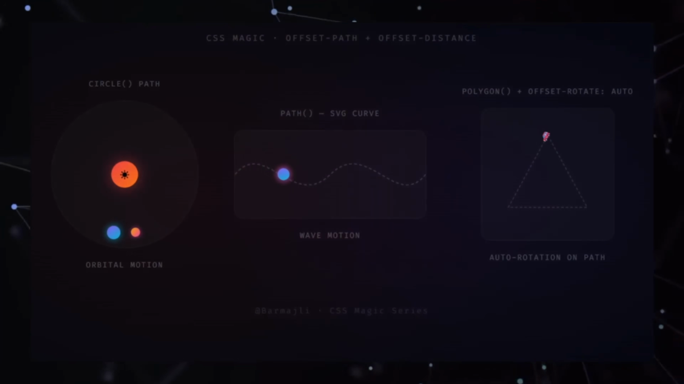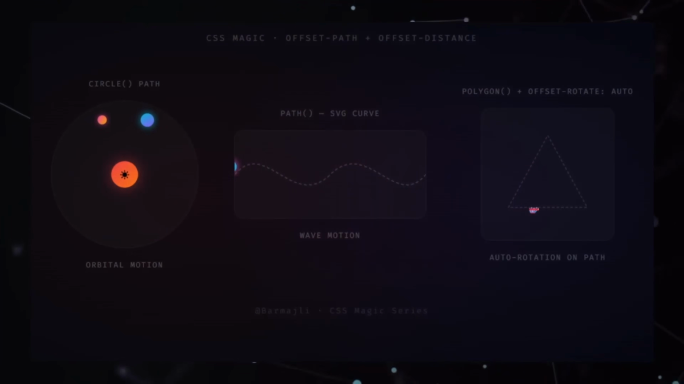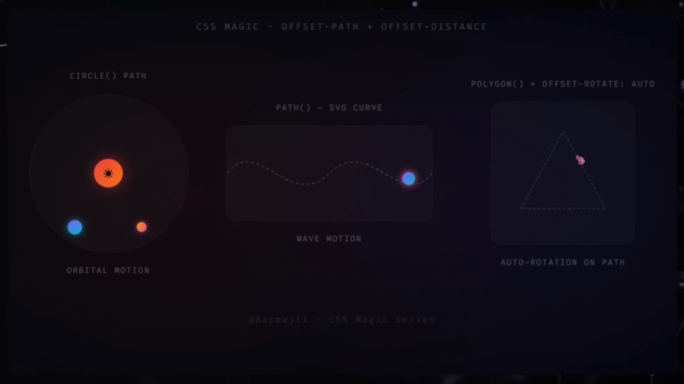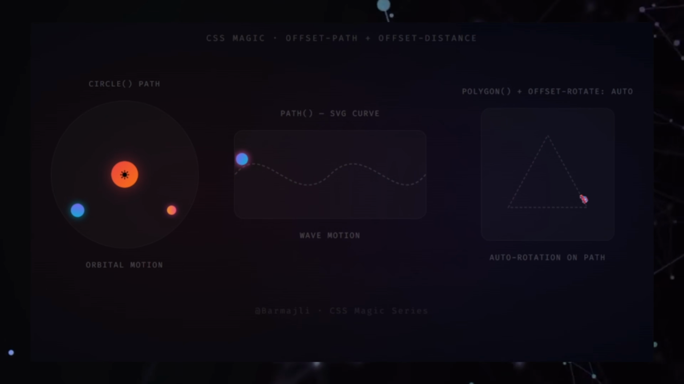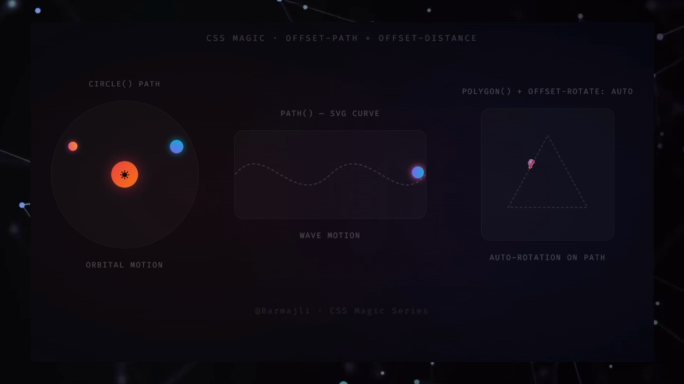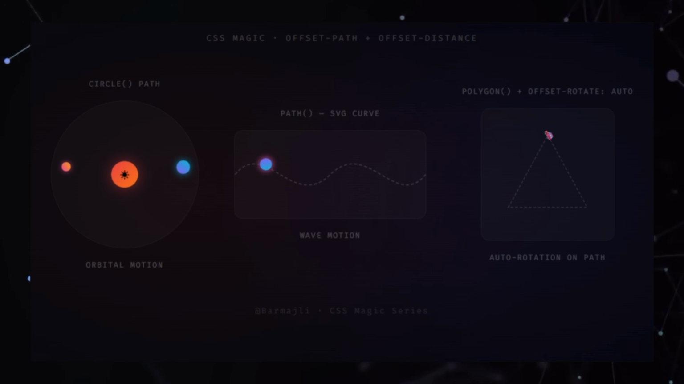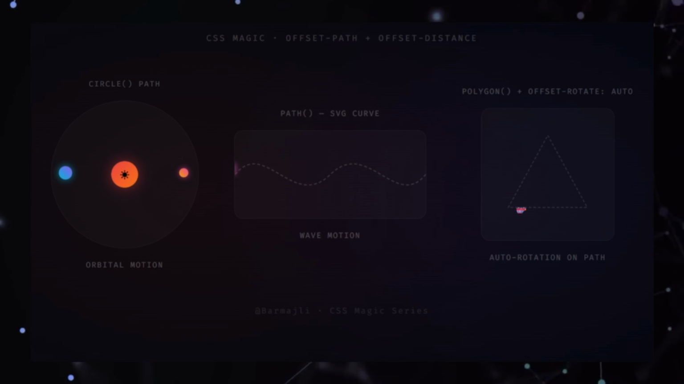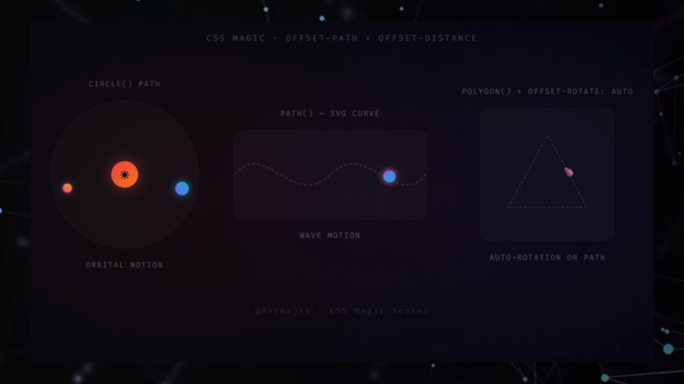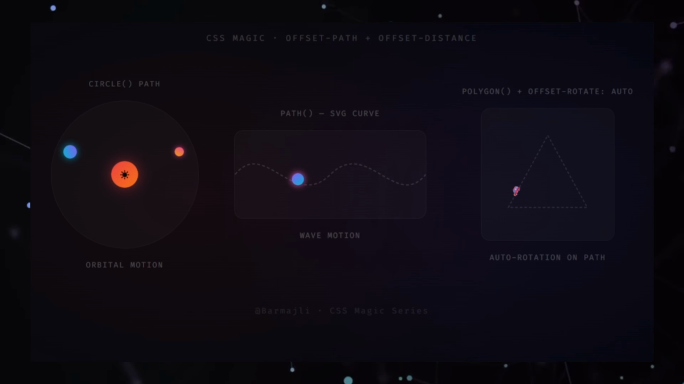This is CSS, one feature, offset path. It lets you take any element, a div, an icon, a dot, an arrow, and send it traveling along a route you define, a circle, a wave, a triangle, literally any path you can describe. And the part that makes designers stop scrolling: the element can automatically rotate to face the direction it's traveling, an arrow that turns the corner like it's actually steering. Here's exactly how it works.